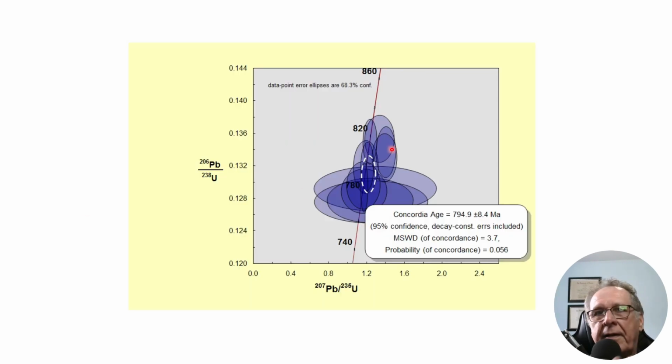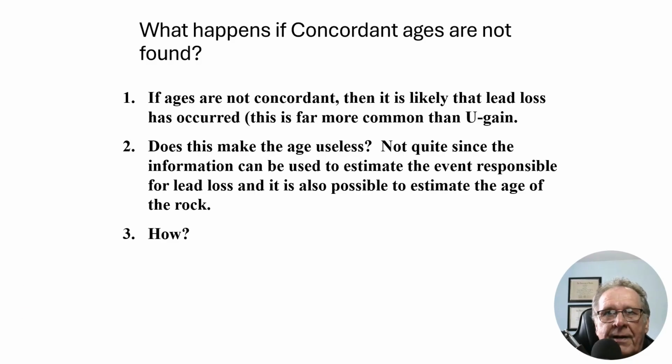So now all I've done here is I've blown up that curve, right? We saw that big long curve from 0 to 4.5 billion. Here I'm just looking at a very small interval of time because these ratios tend to be very, very tightly constrained. And we can see when we average those, we get an age of about 795 plus or minus 8. So this is a beautiful example of a concordant zircon giving us a very good age.